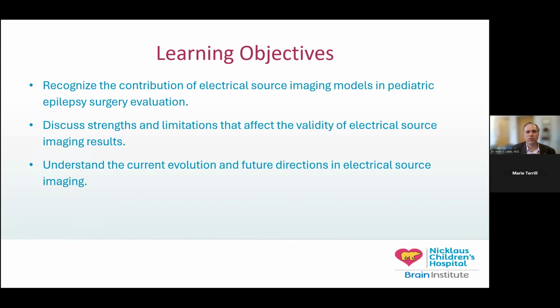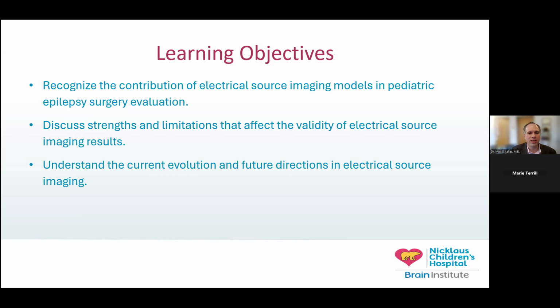So the learning objectives, as were stated, are to talk about the contribution of ESI and its models in pediatric epilepsy surgery evaluation, to understand why some models are helpful versus what the limitations are that we need to be aware of, and then, like I said, where we are going with this in the future.